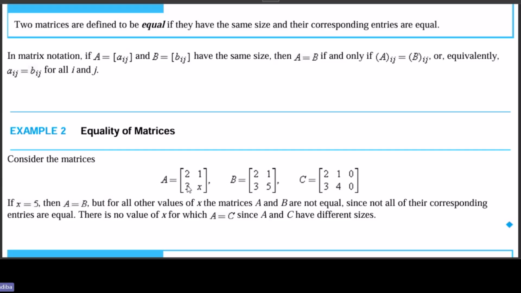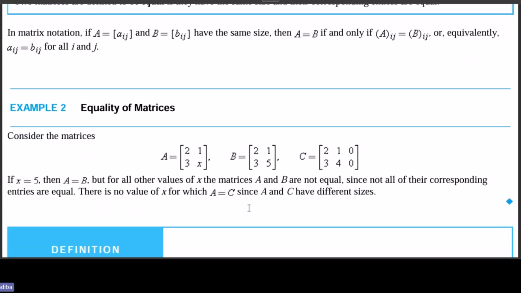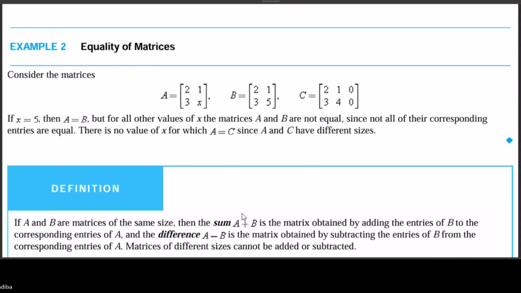Where there is a 3 here, there is also a 3 there. But now, there is an X here, there is a 5 there. If there was an X there, these matrices would be equal. Alternatively, if there was a 5 here, these matrices would be equal. Do we agree? Yes. Therefore, that is what we are referring to, equality of matrices, or matrices being equal.